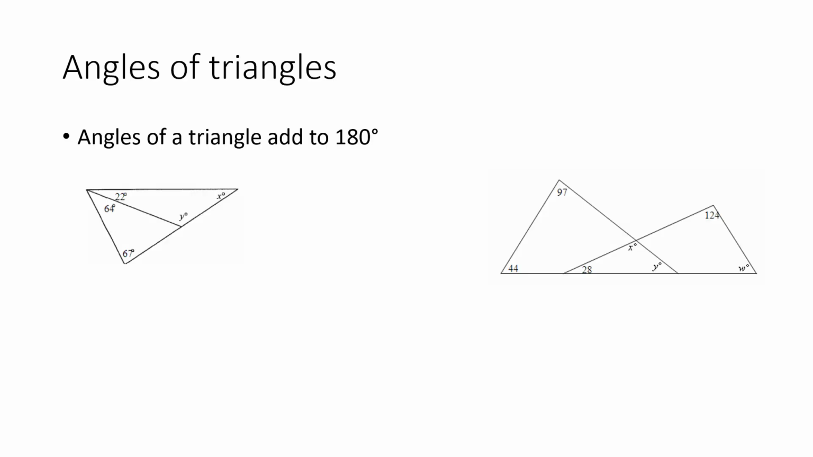The angles of a triangle. One really important property that you should know: the angles of a triangle always will add to 180 degrees. And if we know that, we can use this fact to find missing angles on triangles. For example, on the left here, I've got a triangle with a 22, a 64, a 67, a y, and an x, and we want to find both x and y.